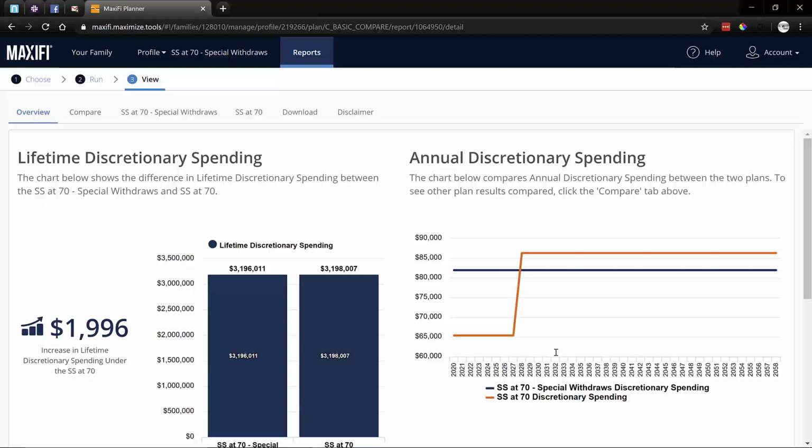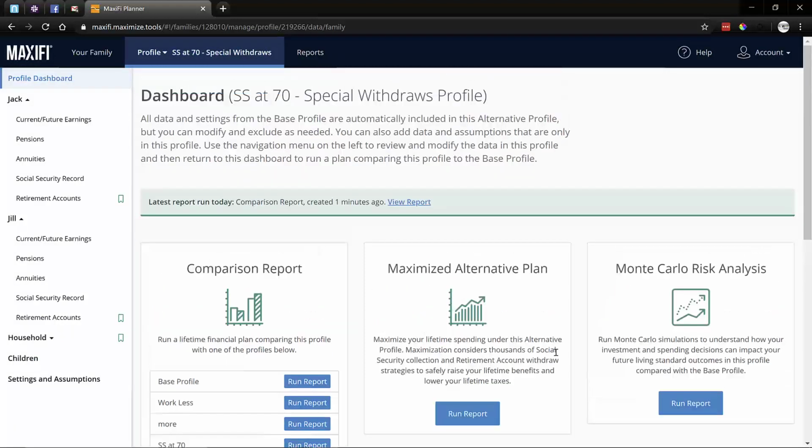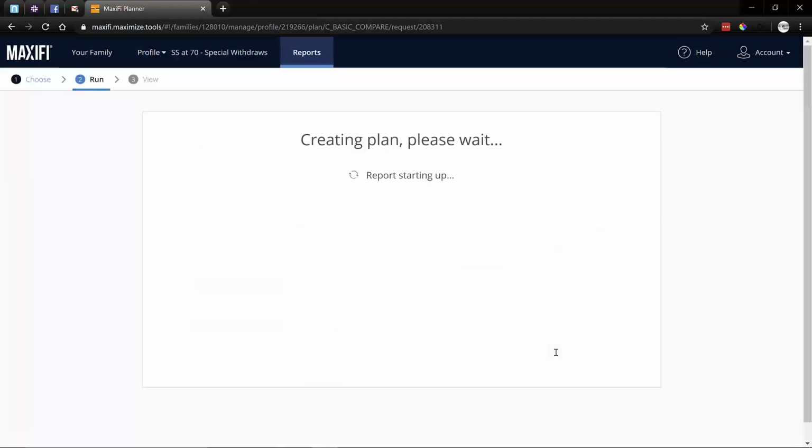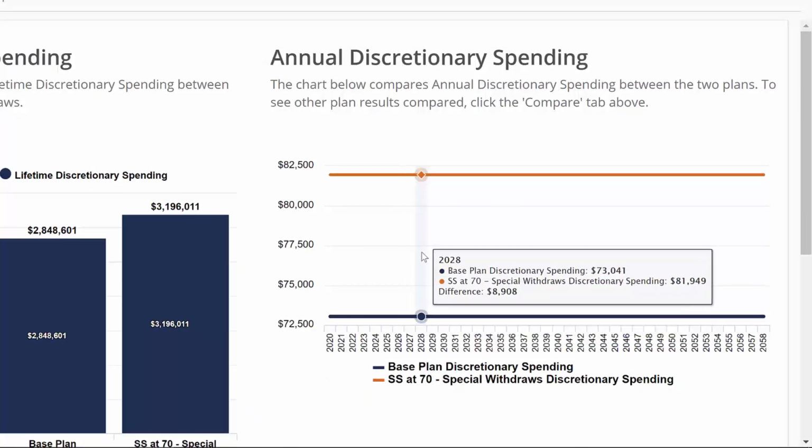Finally then, we might be curious how that blue line, which is Social Security at 70 with special withdrawals to address cash constraint, compares to our original base model where we just took Social Security at 62. So we can run that comparison, the Social Security at 70 with special withdrawals against the base profile. And we see here, both as we would expect are smooth, but here in the Social Security at 70 with special withdrawals, not only have we taken Uncle Sam's best offer and got Social Security at 70, but we've also addressed the cash constraint so that we have a smooth living standard from the current year on, and we have $8,908 more a year to live on starting in 2020 to the end of the model.